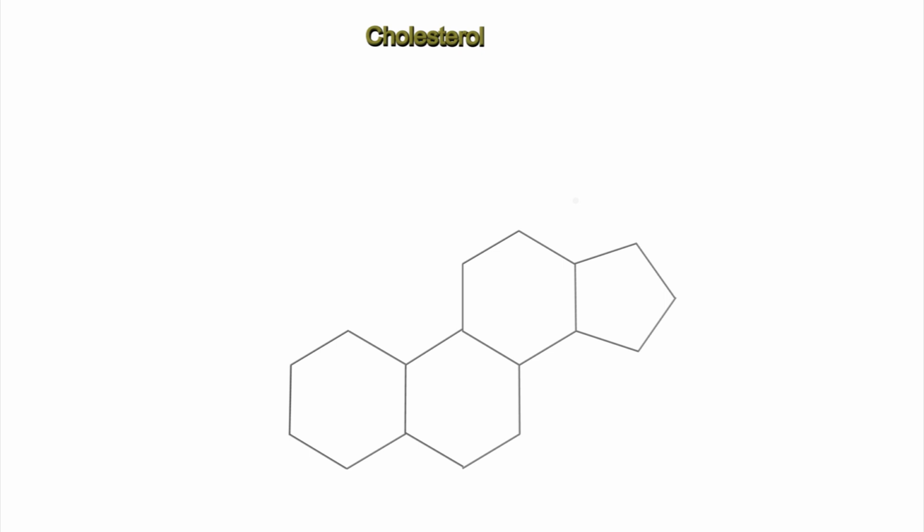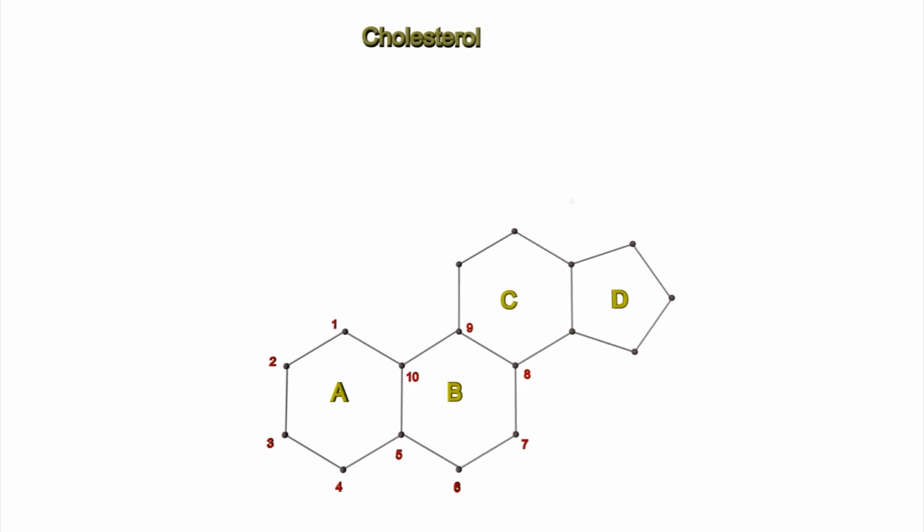As a convention, the rings are named A, B, C, and D, and the carbons are numbered in the following sequence: 1, 2, 3, 4, 5, 6, 7, 8, 9, and 10, covering the first 2 rings.